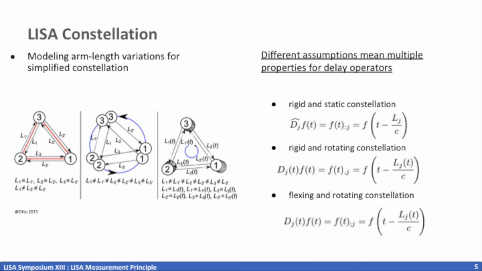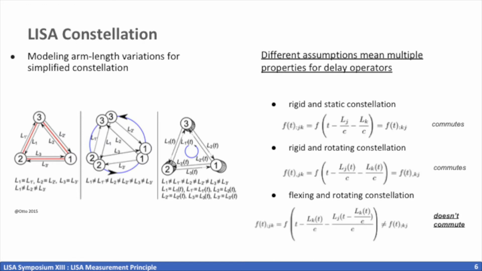The second case scenario is also rigid, but this time the constellation is rotating, and so the light time between two spacecraft depends on the propagation direction in the arm. In this case, both Sagnac and Doppler effects can be observed. The third case scenario deals with a flexing and rotating constellation. Now, the arm length is no more a constant and it's time dependent. Basically, these different assumptions mean multiple properties for delay operators.